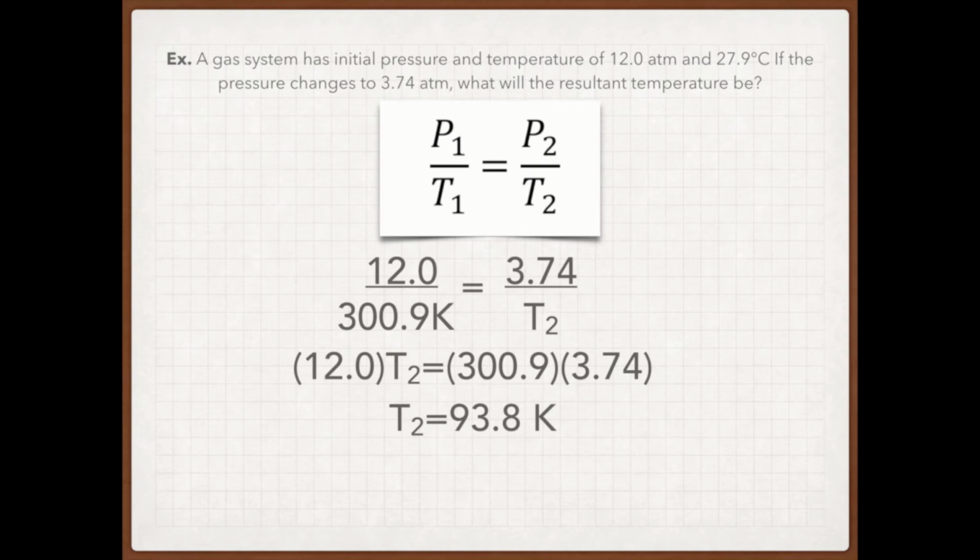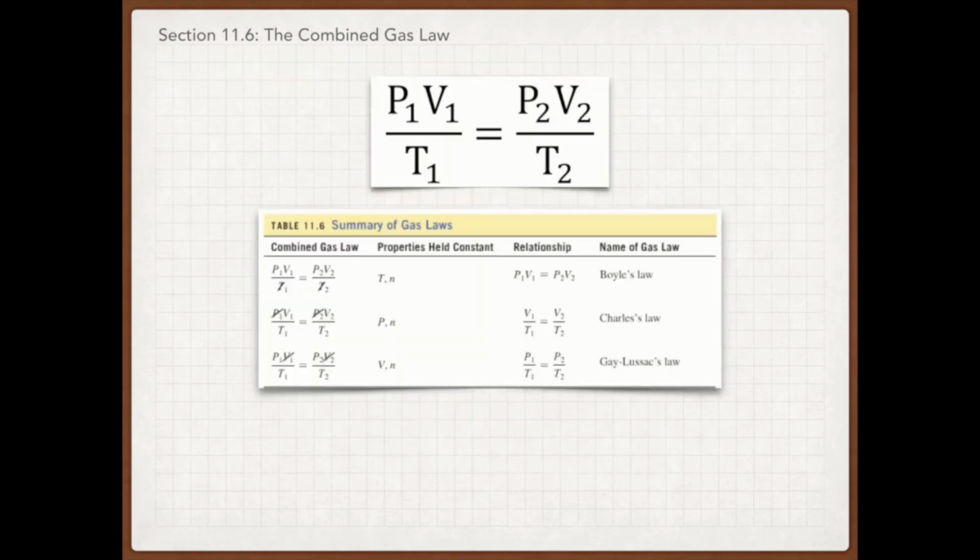Okay? And that's it. Just always make sure when you're using your gas laws that you're in Kelvin and not in Celsius. So if I ask for it in Celsius, then I would subtract 273, okay? And my answer would be negative 179 degrees Celsius, and it would be that because 273 has no decimal places. So I would round this so it has no decimal places, so that makes it negative 179.